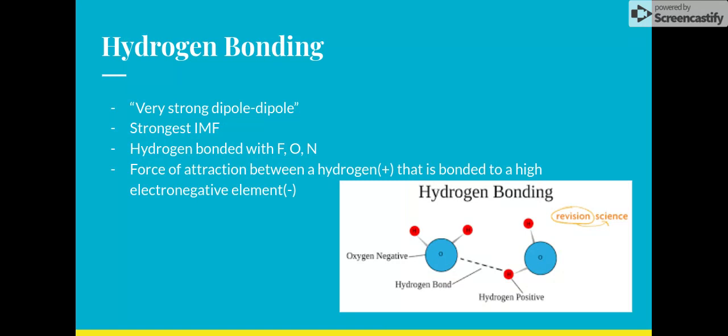Hydrogen bonding is known as a very strong dipole-dipole. It is the strongest of the three intermolecular forces. It is when hydrogen is bonded with fluorine, oxygen, or nitrogen. It is known as the force of attraction between a hydrogen, which has a positive charge, that is bonded to a highly electronegative element which has a negative charge. In this picture at the bottom, it shows oxygen which has a negative charge bonding with the hydrogen which has a positive charge, which results in a hydrogen bond.